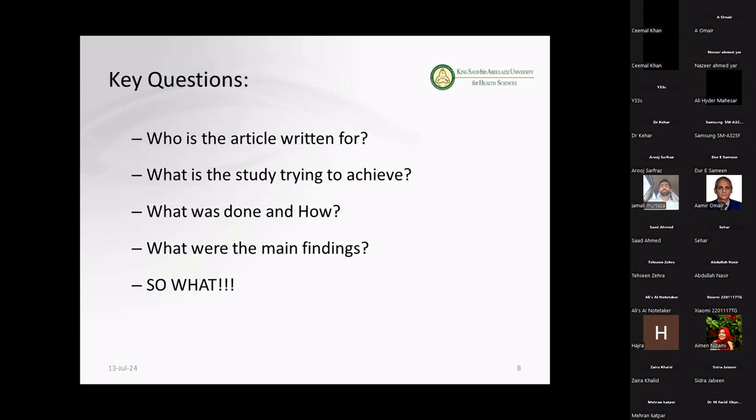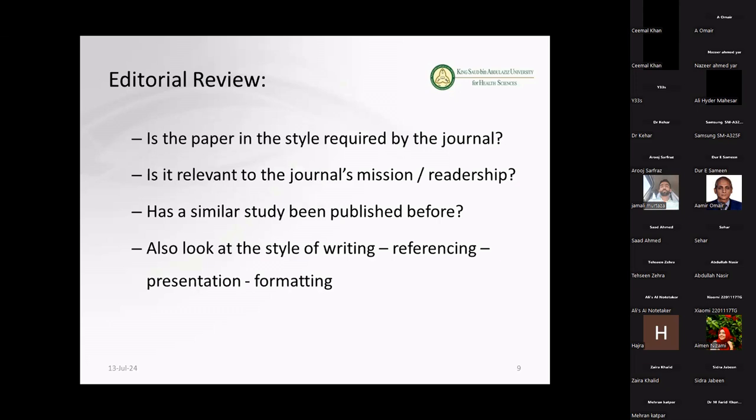It's good to have it reviewed by someone from outside your research group who can look at it critically, and this will help you get your research published in a more timely manner. This is, as I mentioned, what the editorial review looks at. Is it in the style required by the journal? Is it relevant to the journal's mission or the readership? Has a similar study been published before? Are you adding something to the previous literature?